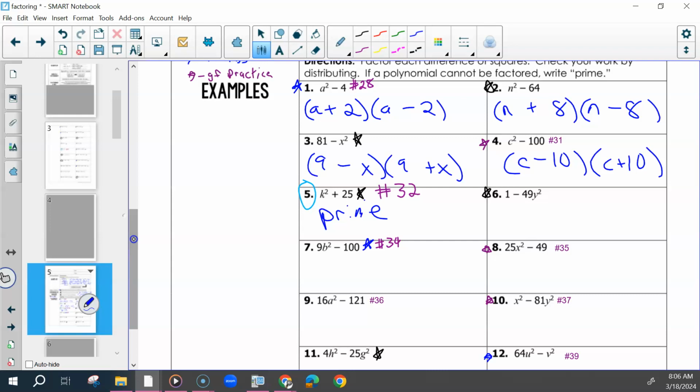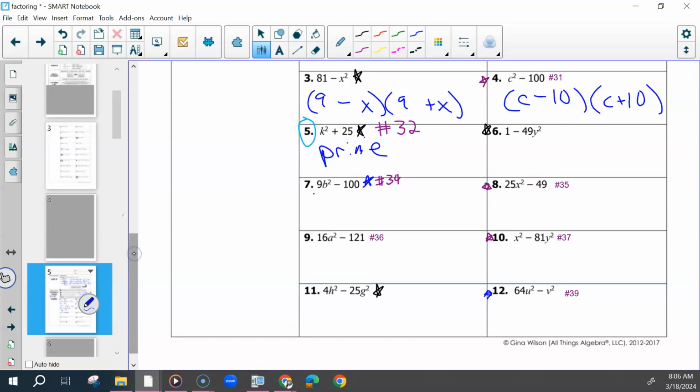Let's jump to 7. What would those factors be? A 3, oh, B, what did I get? Plus 10, and minus 10. Question so far?